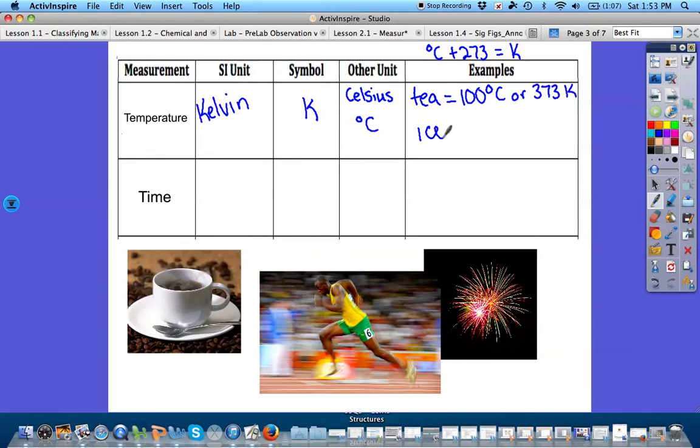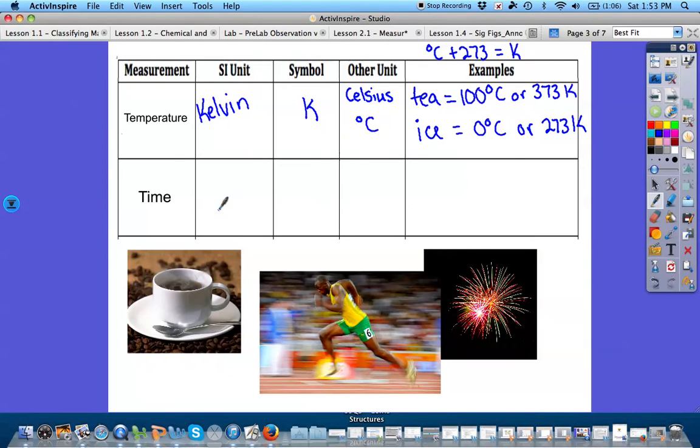For ice, water freezes at 0 degrees Celsius or 273 Kelvin. So 0 degrees Celsius is 273 Kelvin. 0 Kelvin is considered absolute zero, and we will look more at that later in the year. We're going to watch a video about some scientists trying to achieve absolute zero.